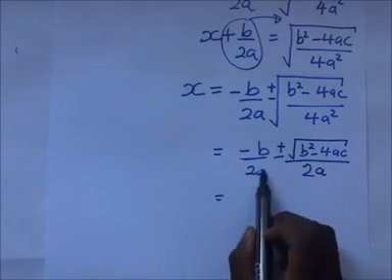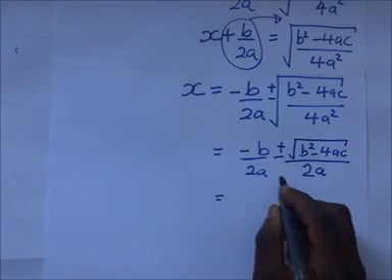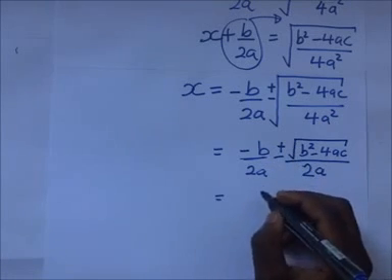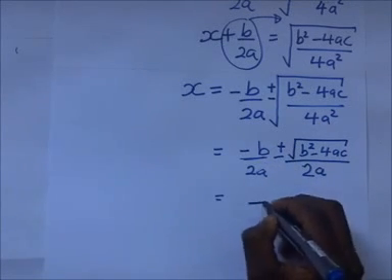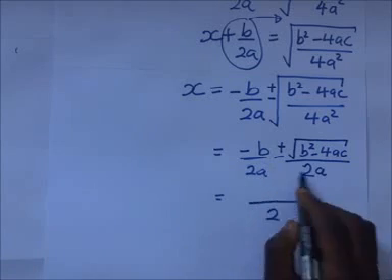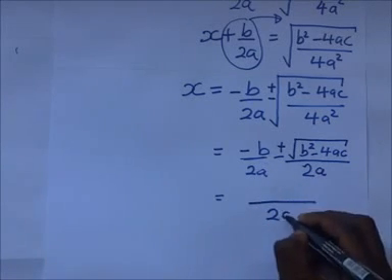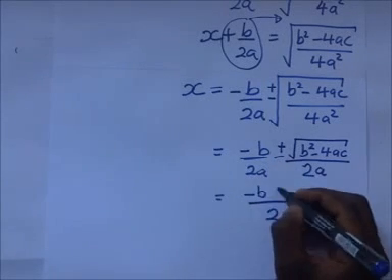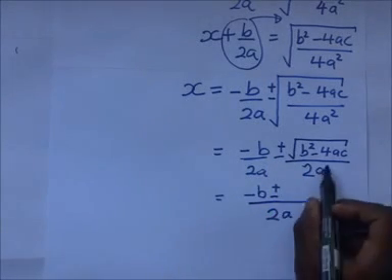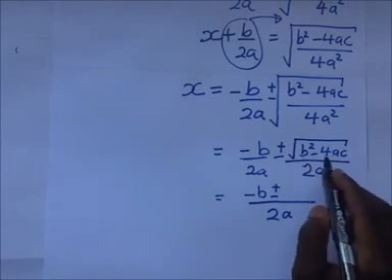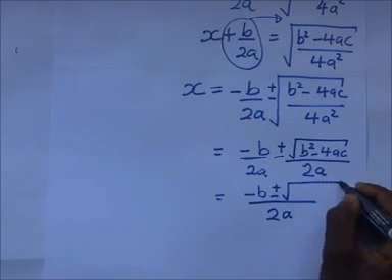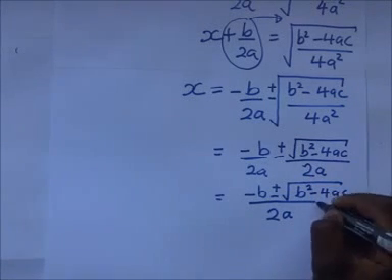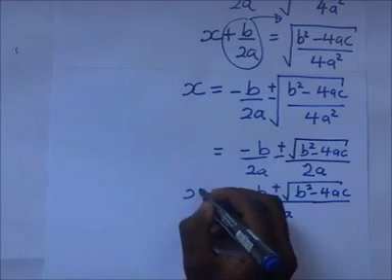And of course here, when we add, this is either plus or minus. To simplify this further, the LCM is 2a. 2a divided by 2a is 1, 1 times negative b is negative b, plus or minus 2a divided by 2a is 1, 1 times this whole bit, which gives you the square root of b squared minus 4ac. That is going to become x.